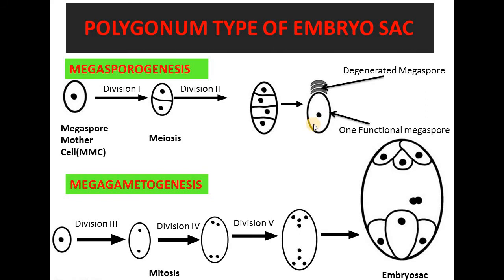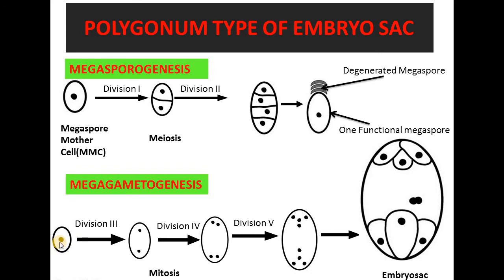Now the further process of megagametogenesis will be done by this functional megaspore, and the haploid nucleus which is present in this megaspore will be divided by three continuous mitotic divisions, which you can see in this diagram. So this is the functional megaspore, which has a single haploid nucleus, and now mitosis 1, mitosis 2 and mitosis 3. That means here divisions 3, 4 and 5 are all mitotic divisions. Mitosis is going on here.